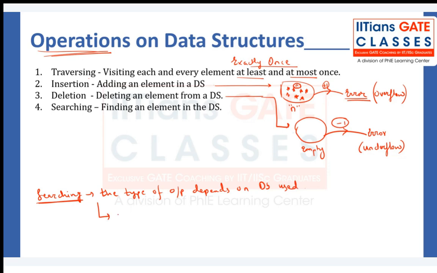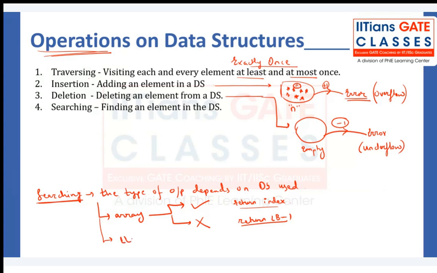For example, if we are looking into an array and searching for an element, and suppose we find it, if the search is successful, we return the index of the element. And if the search is unsuccessful, we return -1. We'll look at this when we study arrays. I'm just giving you an example of what we return.